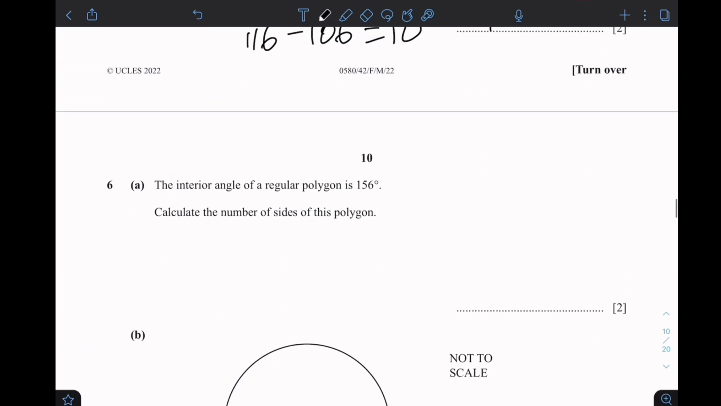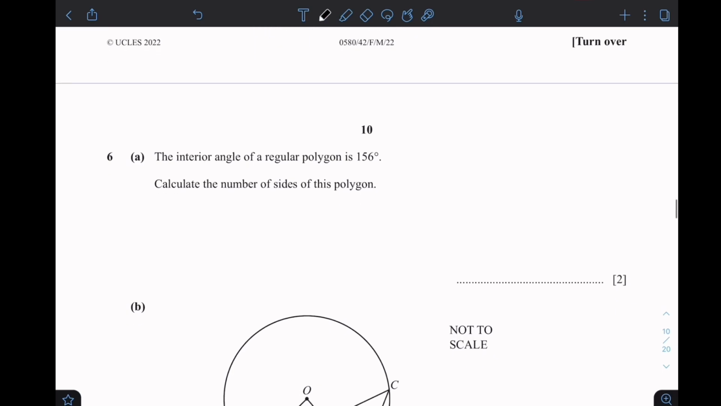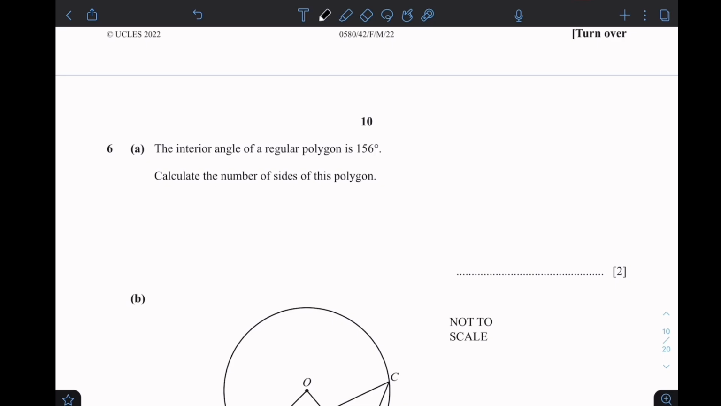Okay, so next, question 6. The interior angle of a regular polygon is 156 degrees. Calculate the number of sides of this polygon. Okay, so the formula for calculating the number of sides is n minus 2 multiplied by 180. Okay, and it says the interior. Okay, there's an easier way. Okay, I'll show you both ways.